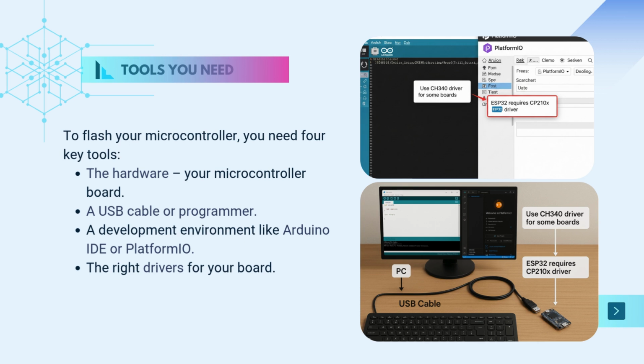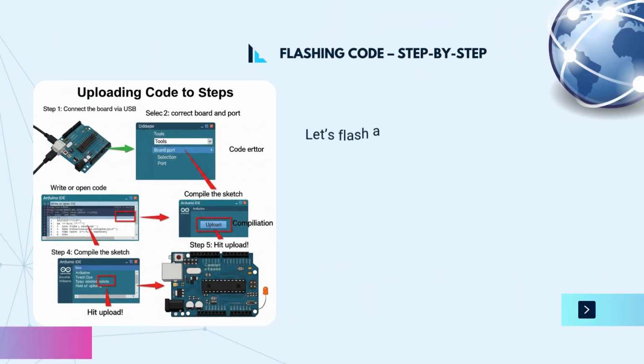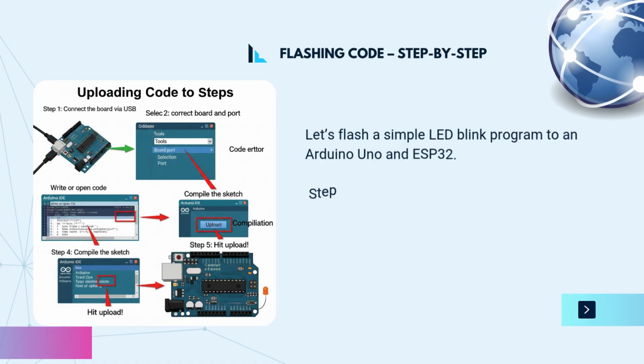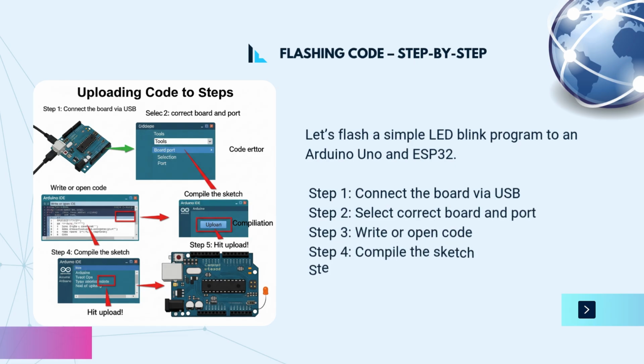Let's now jump into the process of flashing, step by step. Flashing your code is a systematic process. Once you understand the flow, it becomes second nature. Let's walk through the steps using the Arduino Uno and the ESP32 as examples. Step 1. Connect your board. Use your USB cable to connect the microcontroller to your computer. Make sure the cable supports data. Most boards have a small onboard LED that turns on when properly connected.